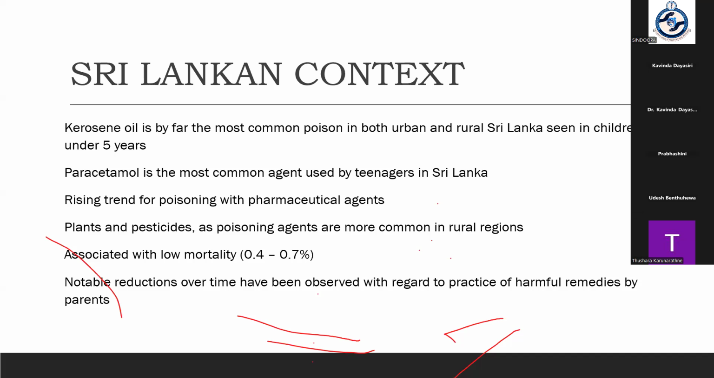Plants and pesticides are also common in rural areas, and the overall mortality is around 0.4 to 0.7 per 100 cases. So if you see about 2,500 cases, then you are likely to see about 20, 25 mortalities. And notable reductions have been observed with regard to harmful first aid practices or harmful remedies by parents over the years, because of the increased education level of parents in our country.